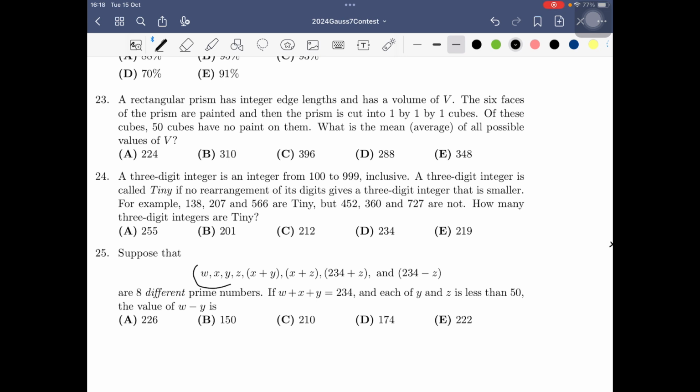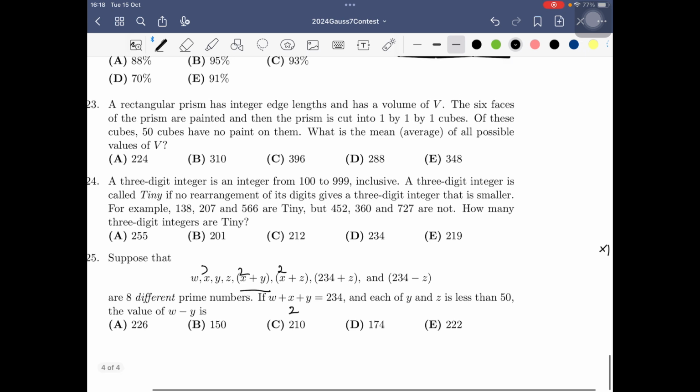So this one, x plus y, x and z. Okay, now I understand. So x is 2. Because if x is not 2, as I told you, odd plus odd is an even number, which is not a prime number. Only 2 is a prime number among even numbers. So x should be 2. So for example, if y is 5, we can make 7, which is a prime number. So now we know x is 2.